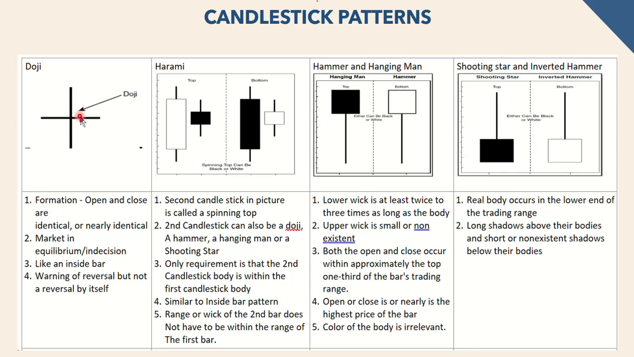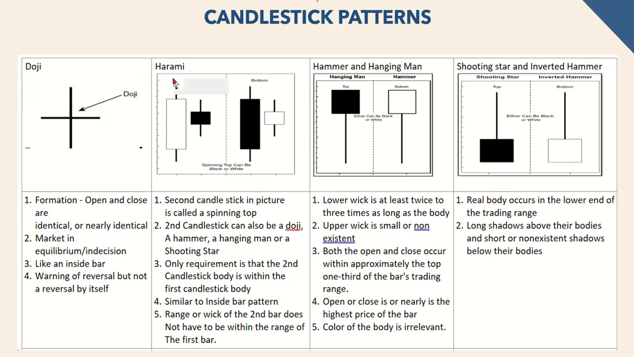What is the meaning of it? The market is in equilibrium, indecision. It's neither taking a buy position nor a sell position. It's like an inside bar. What is the meaning of this doji? It's a warning of reversal, but it is not a reversal by itself. We need to wait for the next candle to take a decision.